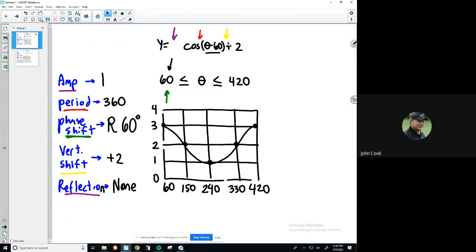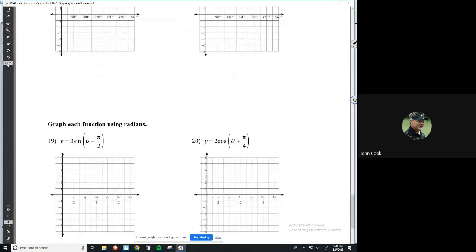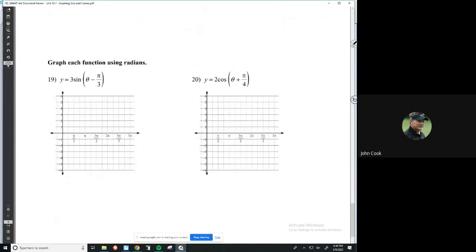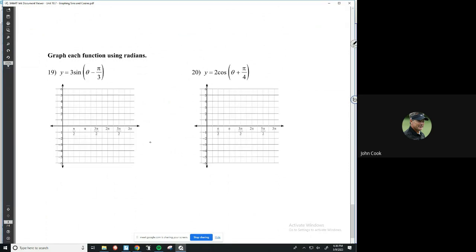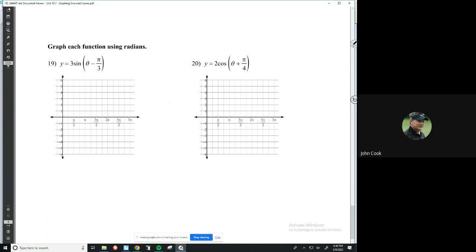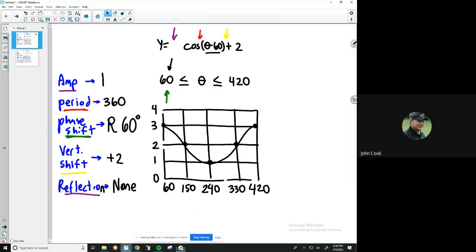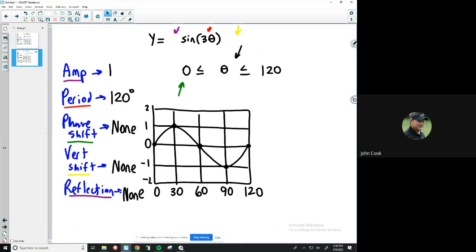All right, I've got one more to do, number 19. Let's see how confusing this one gets. So graph each function using radians, and I'm going to be using sine, and they're throwing just about everything that they can at us. So 3 sine of theta minus pi thirds. Okay, so I go to my sine graph. That's this one right over here.